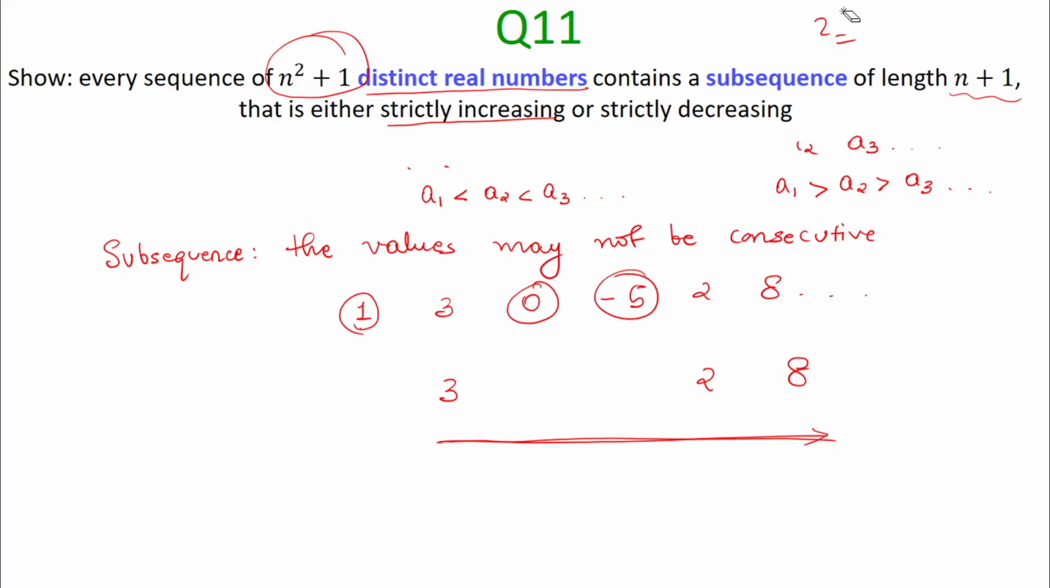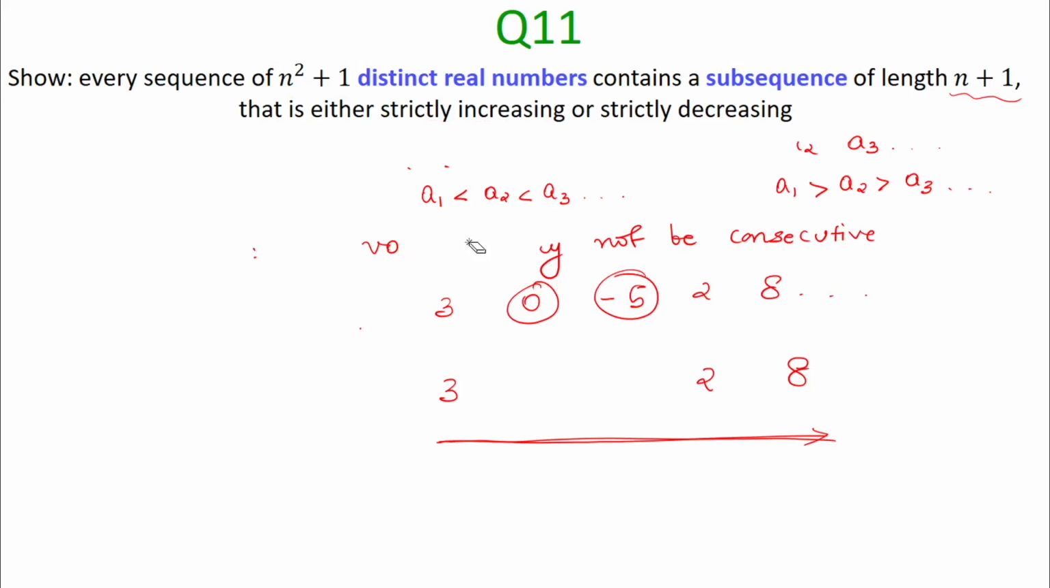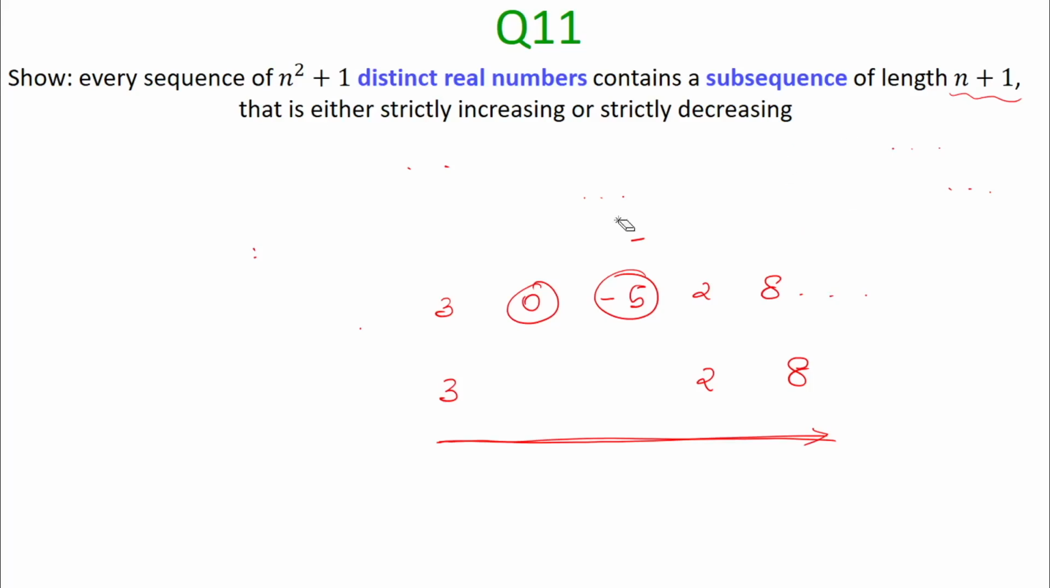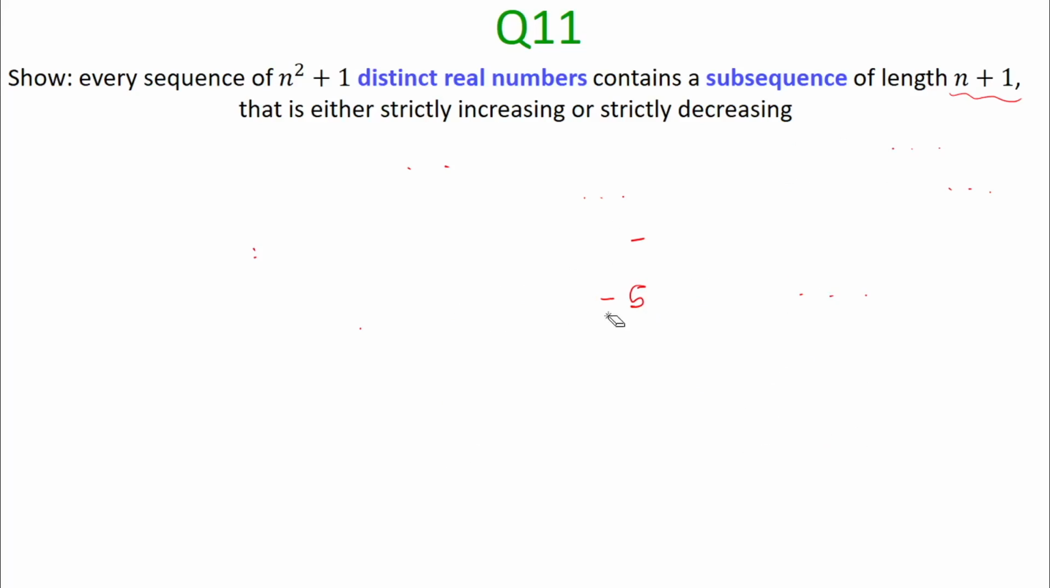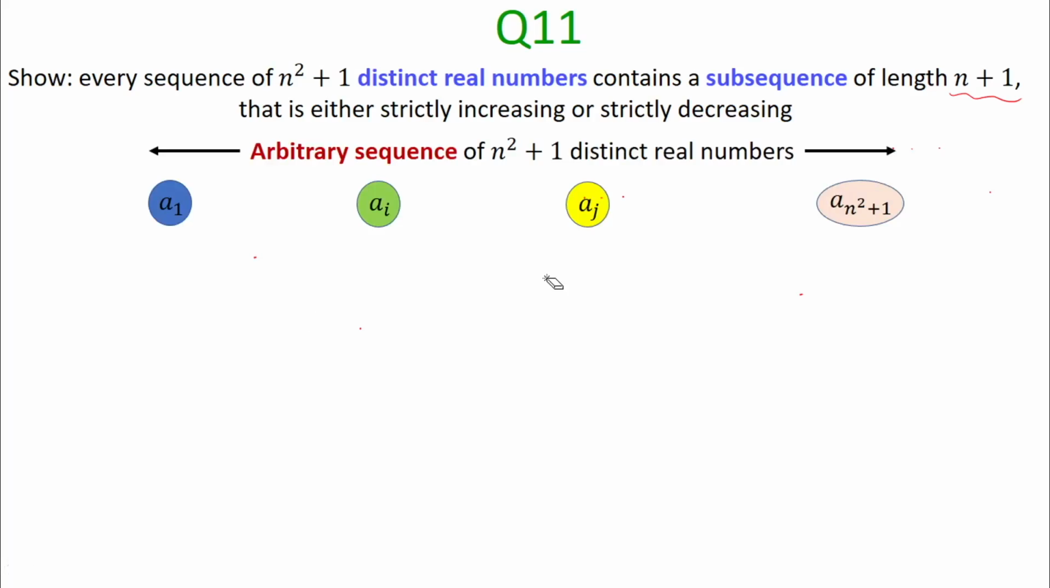Again, if you want to convince yourself whether this is indeed a true statement or not, you can take some concrete values of n, try to draw any possible sequence of n square plus 1 for that value of n, and you can verify that this statement is true. But now we want to prove it for any arbitrary sequence. Okay, how do we do that? So let the arbitrary sequence of n square plus 1 distinct real numbers be denoted by a1 to a of n square plus 1.